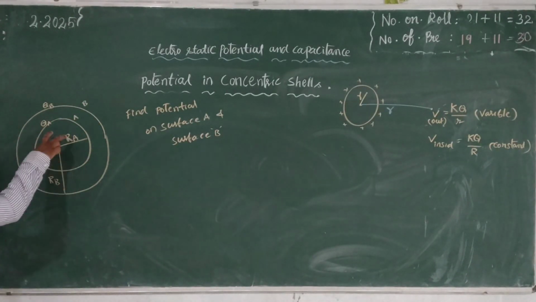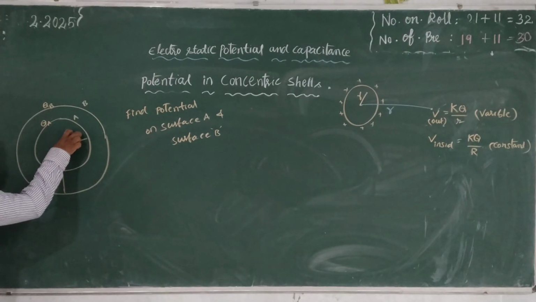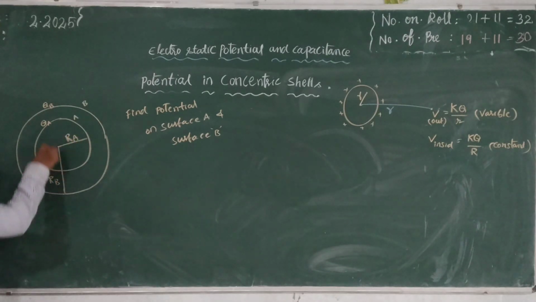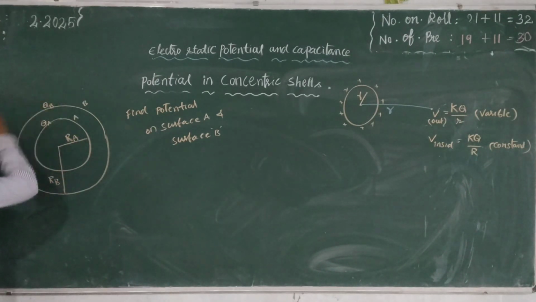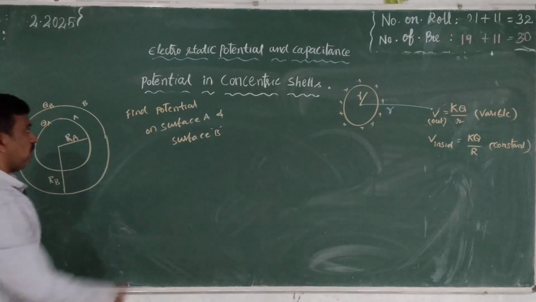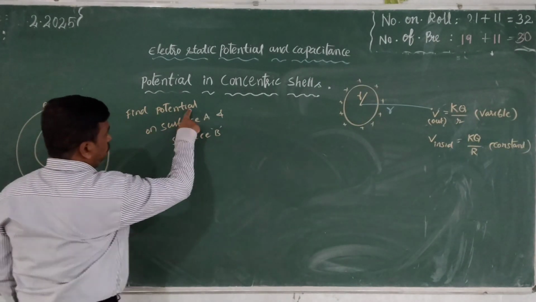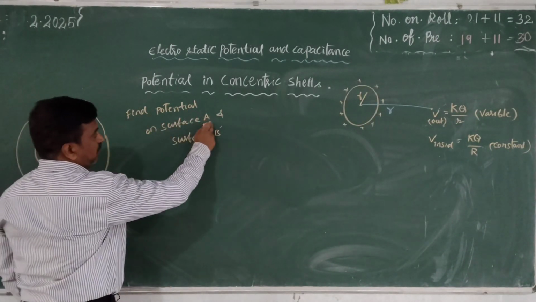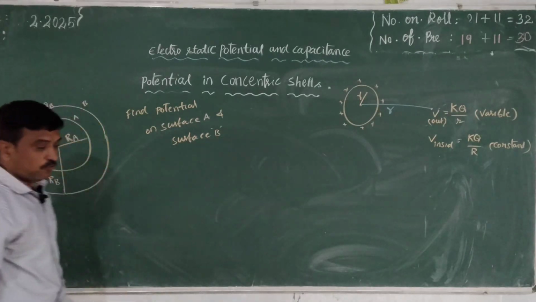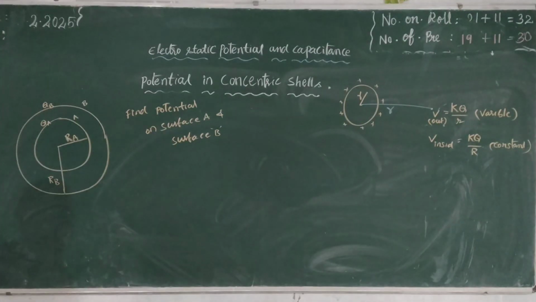Here two concentric shells are there. The first shell has radius Ra, the second shell has radius Rb. The charges are Qa and Qb. See here what we find out now. We find the electrostatic potential on surface A and surface B. We want to find the potential on surface A, and the potential on the second surface.